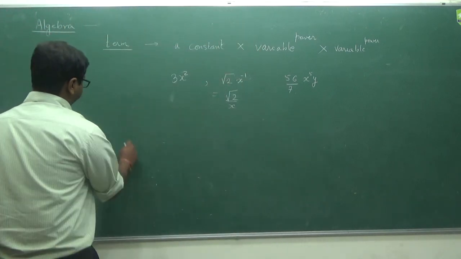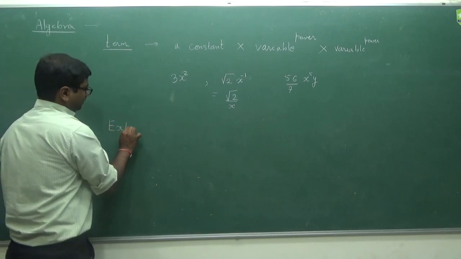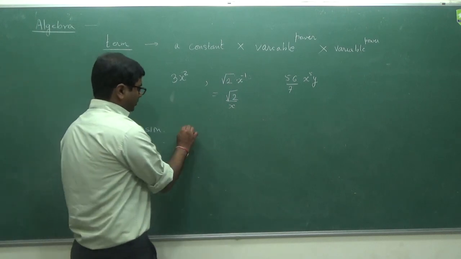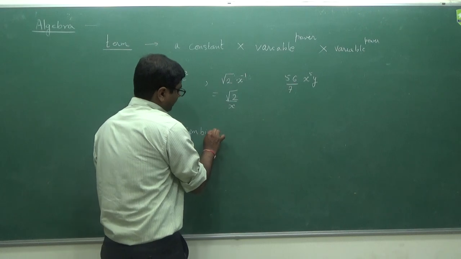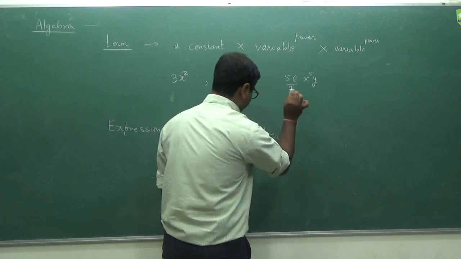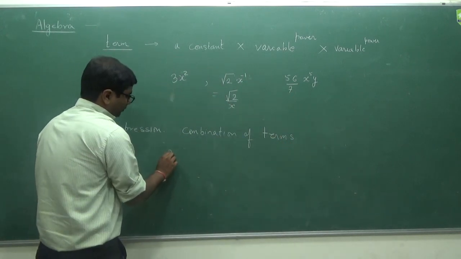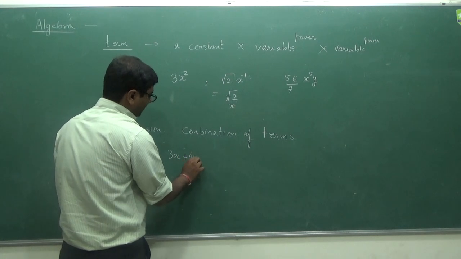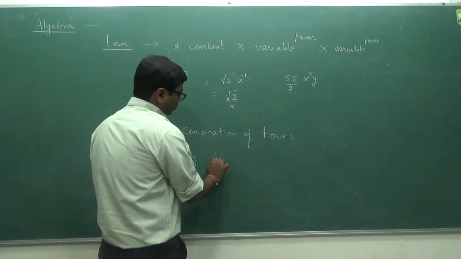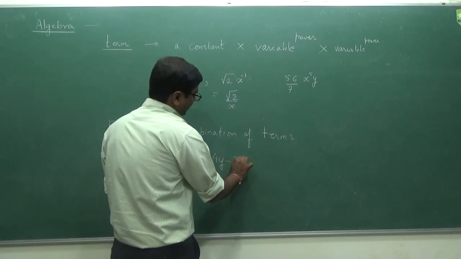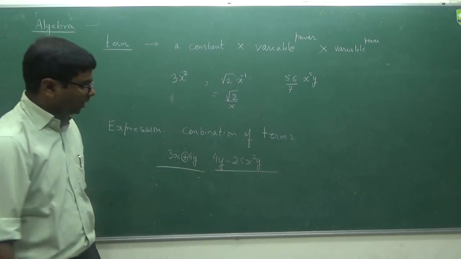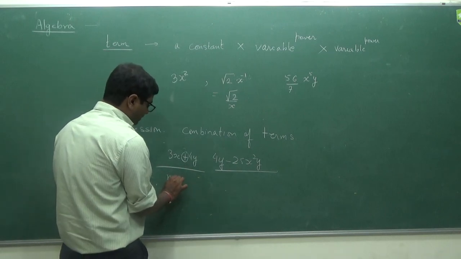Now, what is an expression? You know what an expression is in algebra? Yeah, so a combination of terms, right? For example, let's say 3x plus 4y. If you see, there is a plus sign, so we are combining with plus or minus. Right? 4y minus 25x squared y. This is another expression. These are all expressions, right? How many terms here? Number of terms?